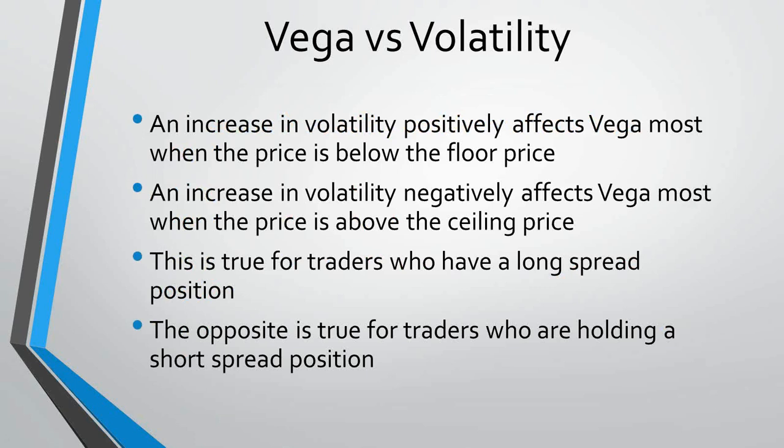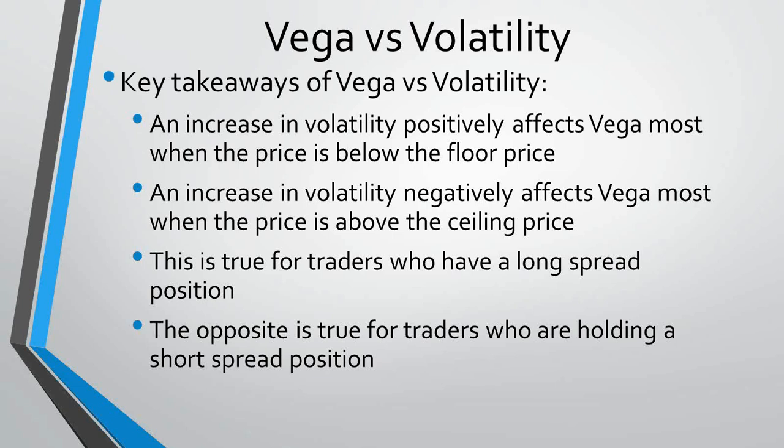So an increase in volatility positively affects Vega most when the price is below the floor price. An increase in volatility negatively affects Vega most when the price is above the ceiling price. This is true for traders who have a long spread position, and the opposite is true for traders who are holding a short spread position.